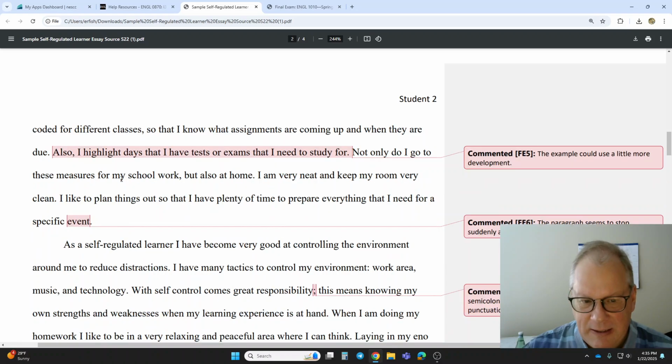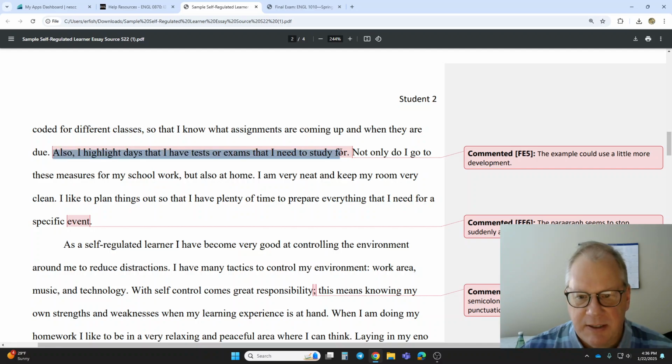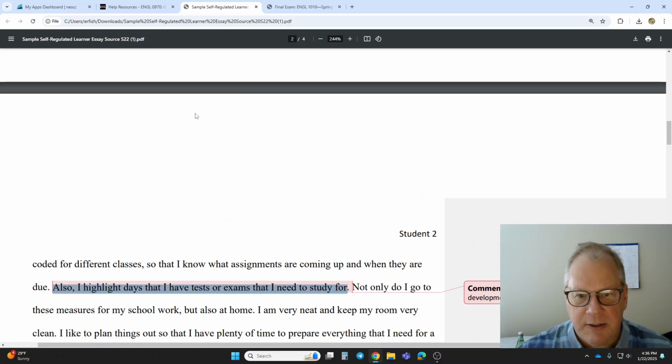Kind of notice some of the commentary. This is her draft, not her final version. But I highlight days that I have tests or exams that I need to study for. She might discuss that a little bit more. How does that lead to good study habits and success with those tests or exams? But overall, she's got the right idea in the paragraph.